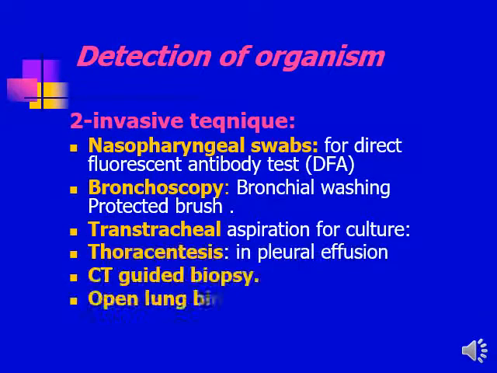If I'm not getting sputum sampling easily by coughing, I can use a more invasive technique to sample the secretions from inside my chest, from inside my lung. This is done by nasopharyngeal swab, bronchoscopy, transtracheal aspiration, thoracentesis, CT-guided biopsy, or even open lung biopsy. This is not much done in pneumonia.